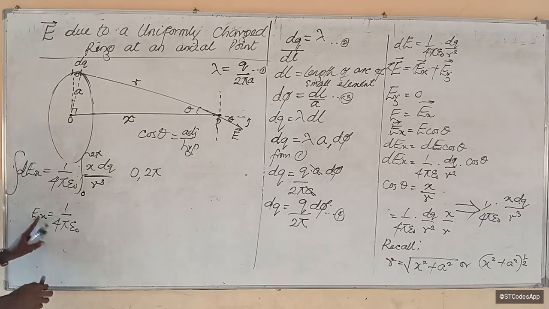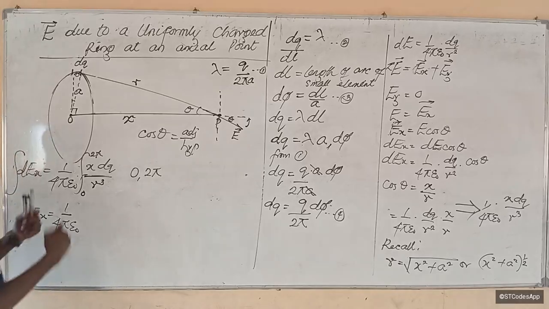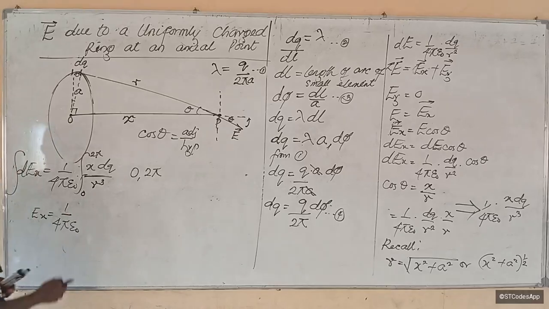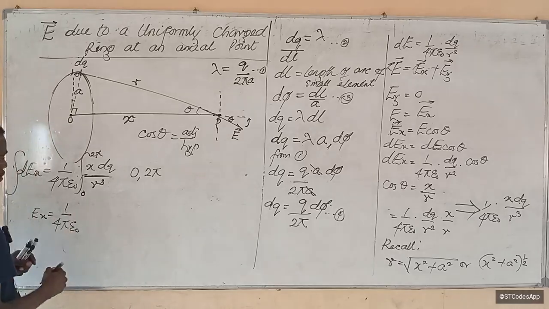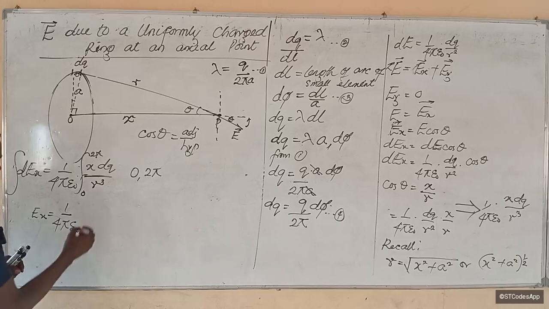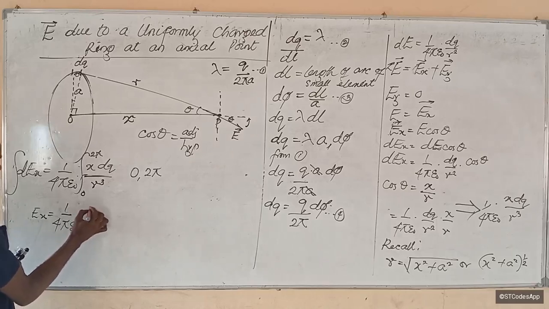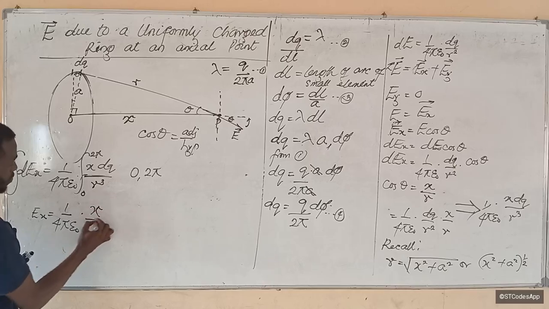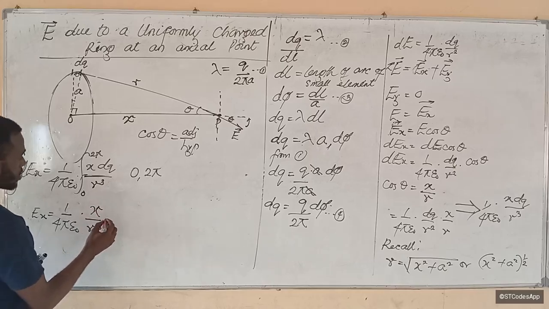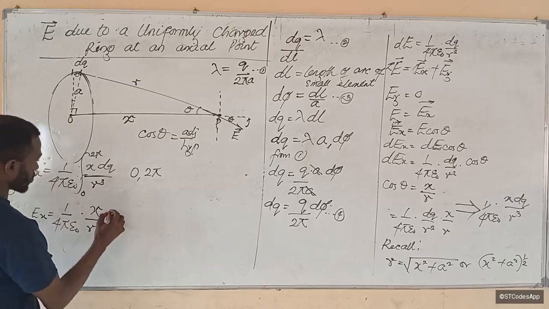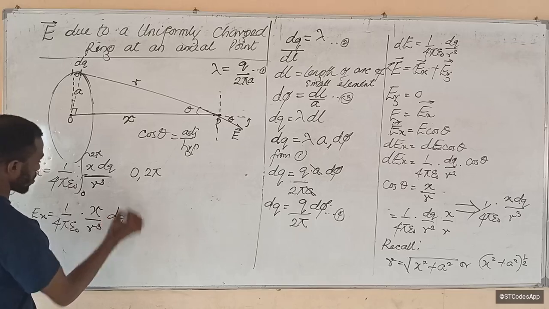By the time we integrate this, we're going to get E sub x, or E, which is the sum of the x component, equal to 1 over 4 pi epsilon naught dot x over r cubed dq. Okay?